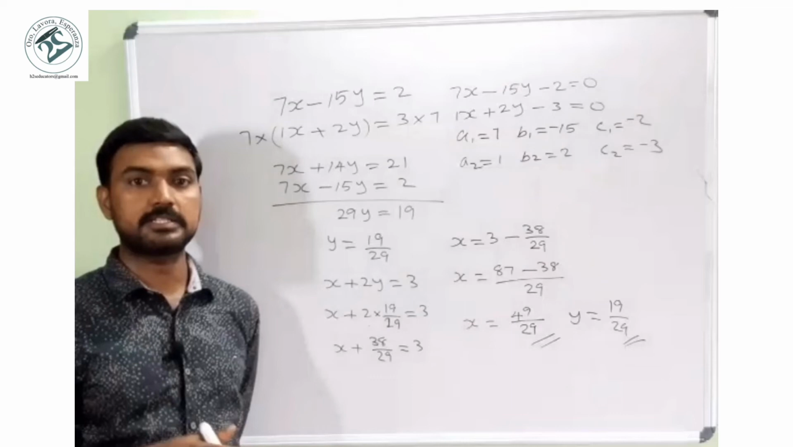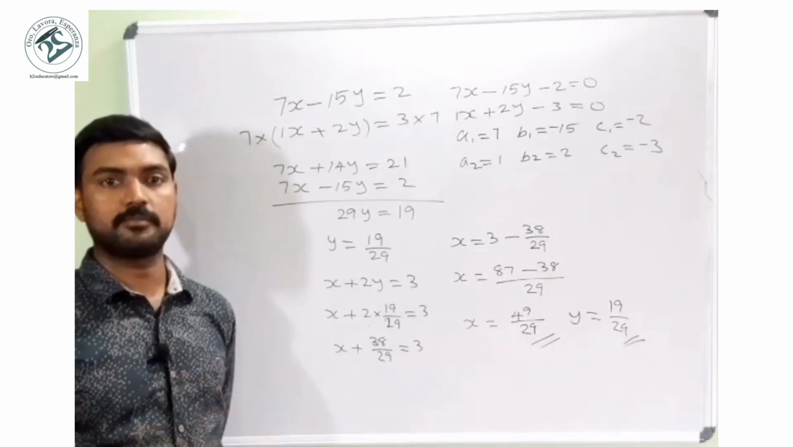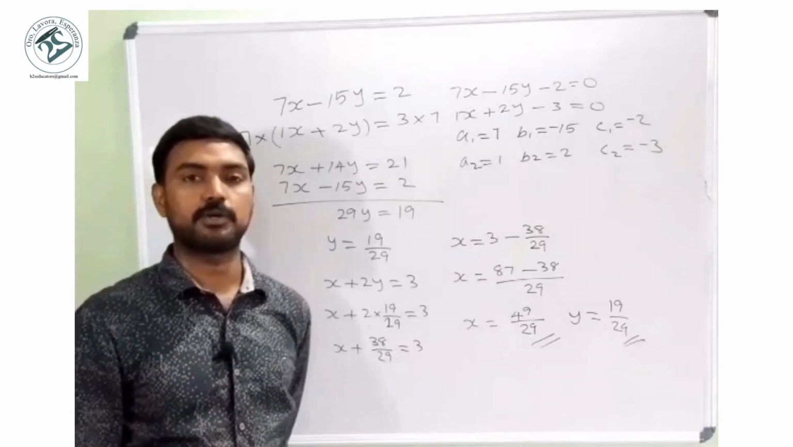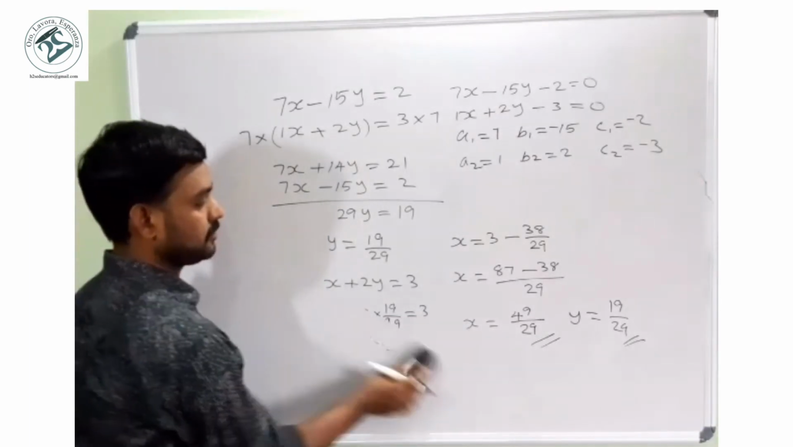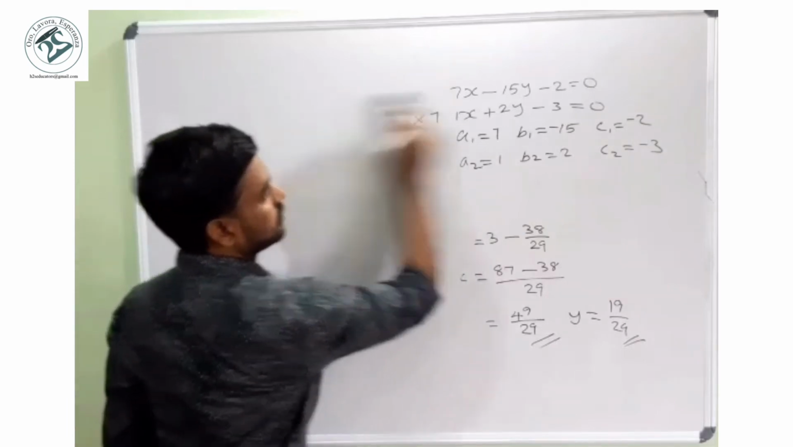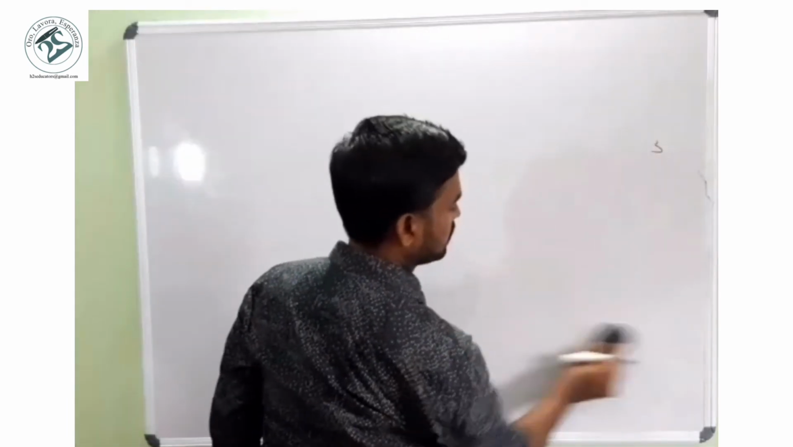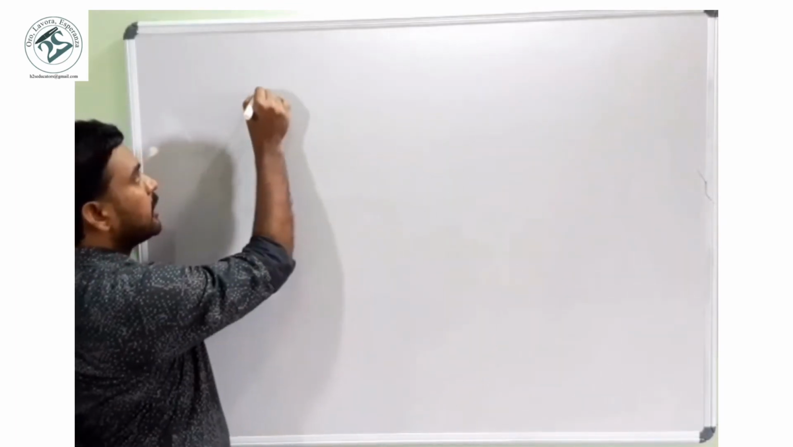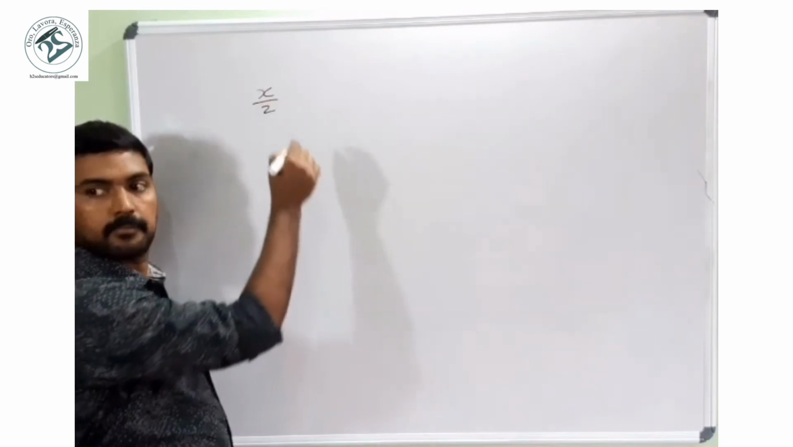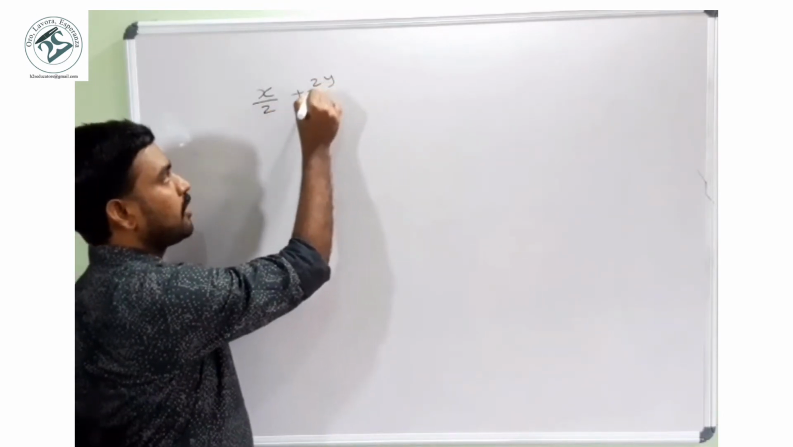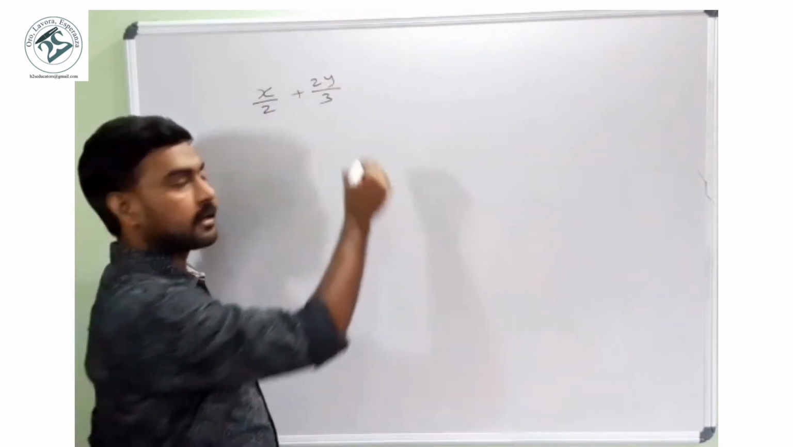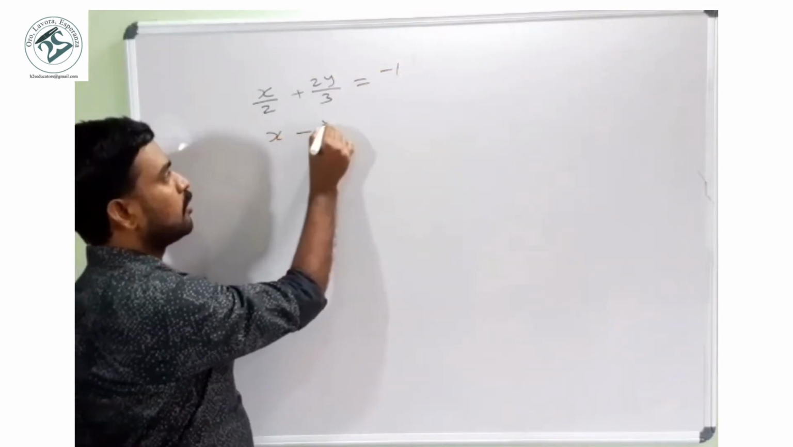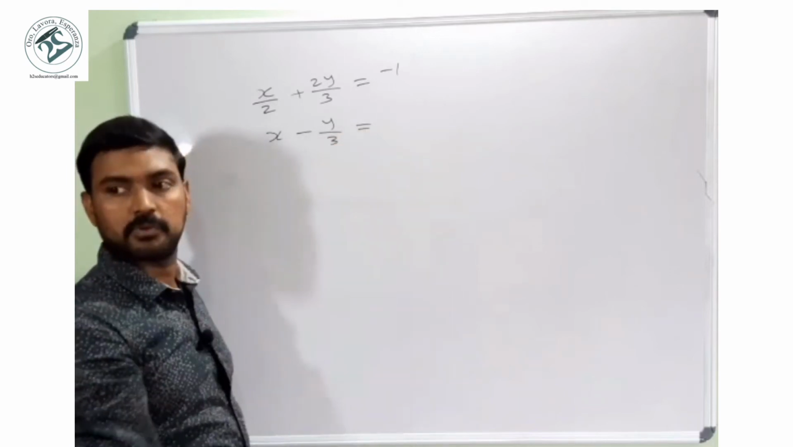The elimination method is very important. Based on this elimination method, there will be many questions. So we can practice one more question by using the elimination method. The question is that x by 2 plus 2y by 3 is equal to minus 1 and x minus y by 3 is equal to 3.